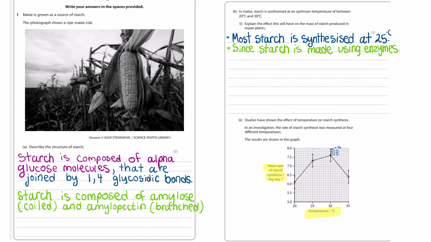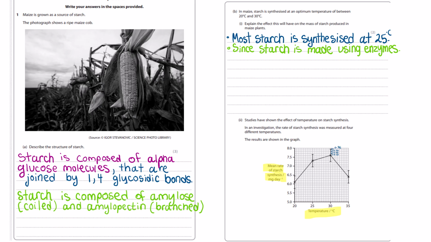So my first point is most starch is synthesized at 25 degrees Celsius. Okay, this is probably the optimum temperature because 30 might be too high and 20 might be too low. And then we're going to say since starch is made using enzymes. Okay, and then these will give you the 2 marks.